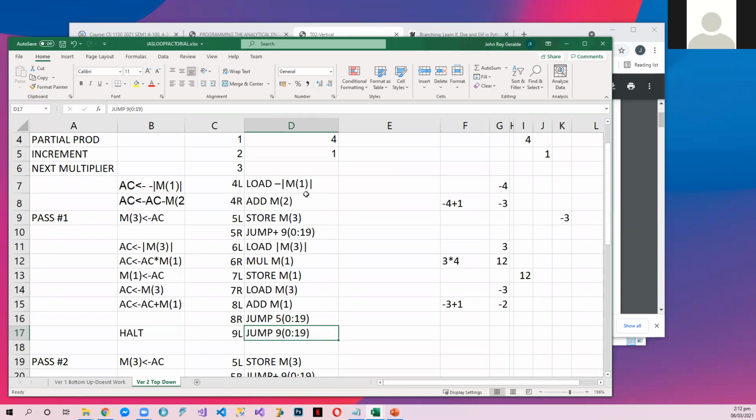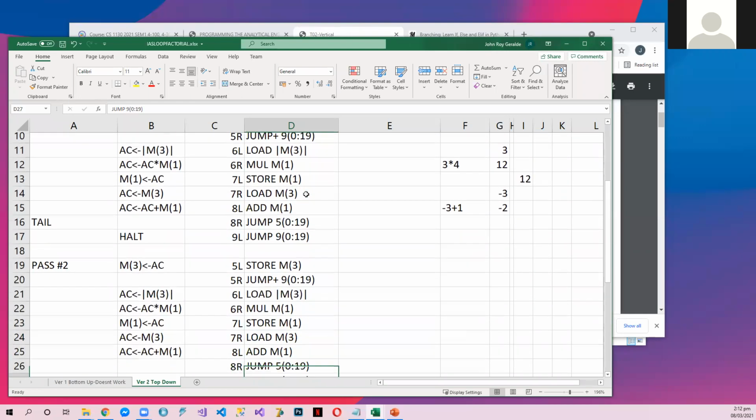Okay. Because this is the tail of the loop. Ito yung tail natin, di ba? Now take note, at the tail, we force jump. In a top-down loop, in the tail, we force jump to the head. There's no condition. You follow? There's no condition at the tail. We just force jump to the head. Balik tayo sa head. Force jump to the head, which is 5L. This is it, no? No condition. Go back to the top. So we go back to the top, pass number 2.